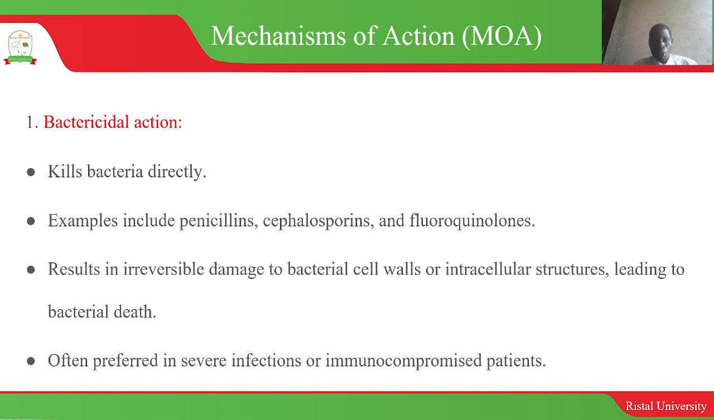Let's look at the mechanism of action of these drugs, the so-called antibiotics. We said the antibiotics kill bacteria through bactericidal action. Bactericidal means it kills the bacteria directly. Examples of drugs that have bactericidal action are all the penicillins, the narrow spectrum, the extended spectrum, or the broad spectrum penicillins. We also have the cephalosporins. The commonest example I can give here is the third generation cephalosporin, ceftriaxone, which most of you are very familiar with.